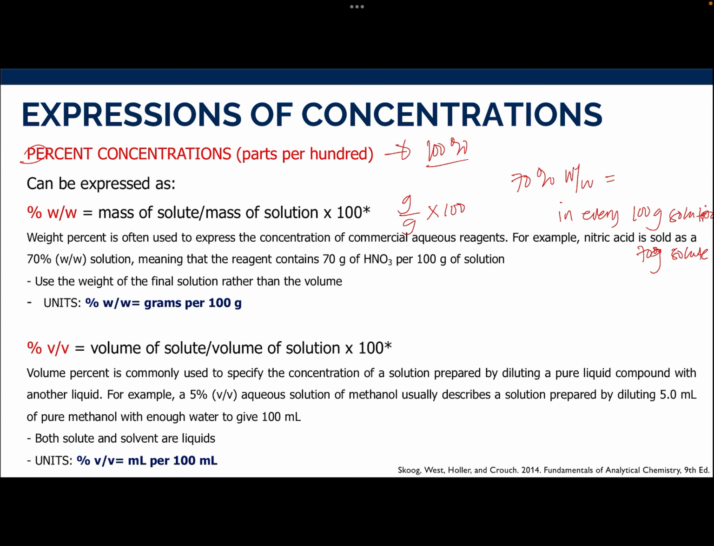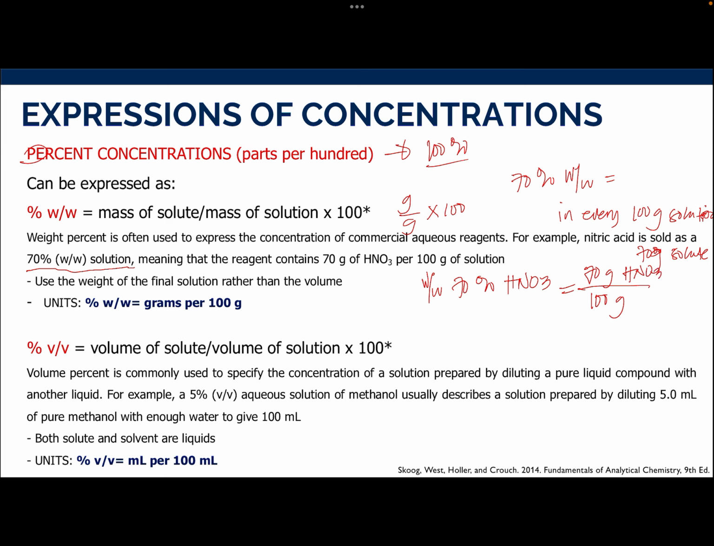So, for example here, I have 70% nitric acid, weight over weight. It means in every 100 gram of the solution, I have 70 gram of pure nitric acid. That is the meaning.